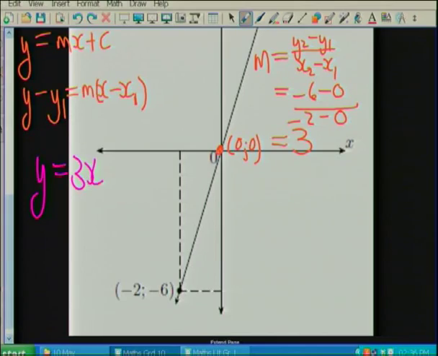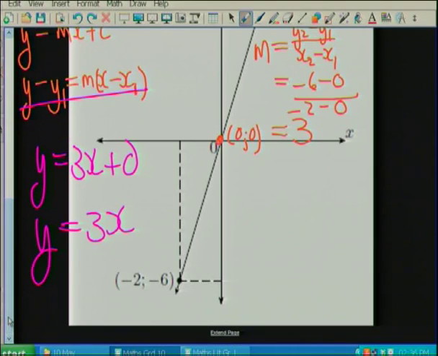Now, it is very clear that this graph's y-intercept is the origin. So y is equal to 3x plus 0. I don't even need to use that formula, or just y is equal to 3x. Pretty straightforward. Let's have a look at the next one.